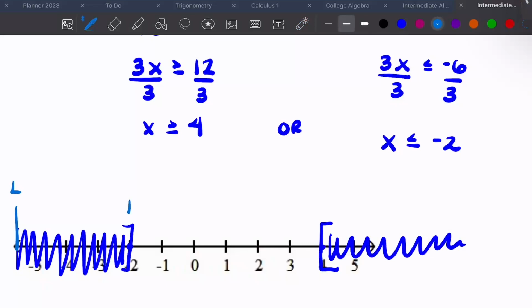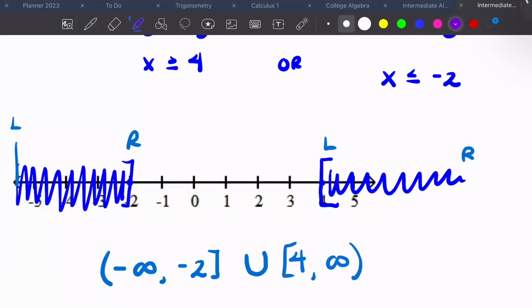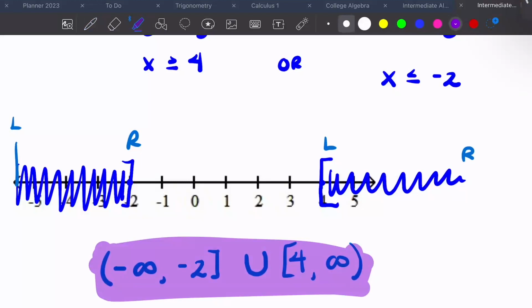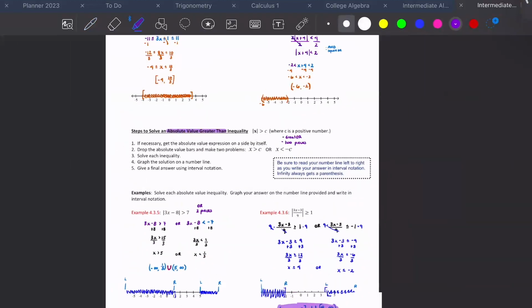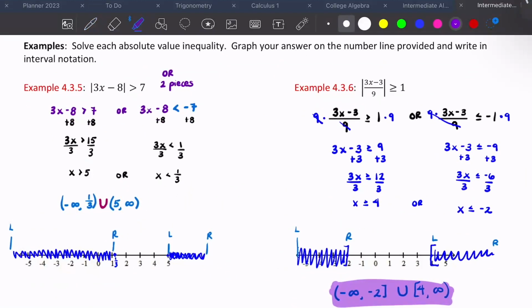Left, right, left, right. So we should have negative infinity to -2, union 4, infinity. Okay, this is your answer. All right, so these problems always look like this. "Or" statements, greater than, two pieces. They have nothing in common.